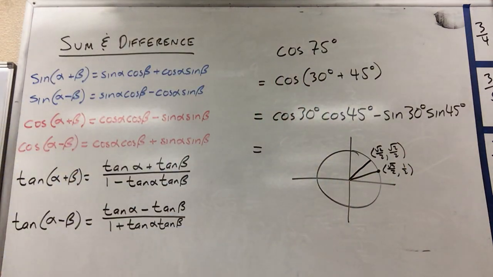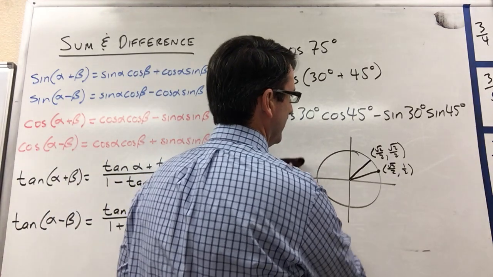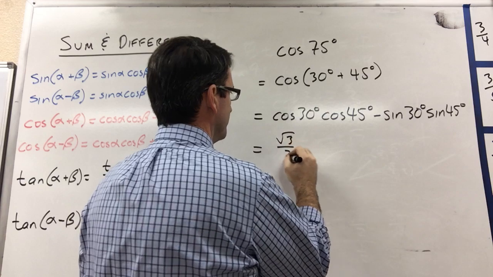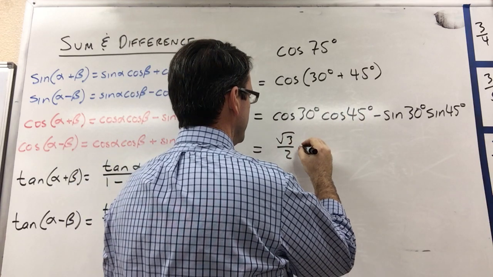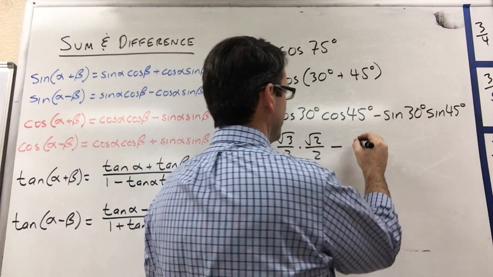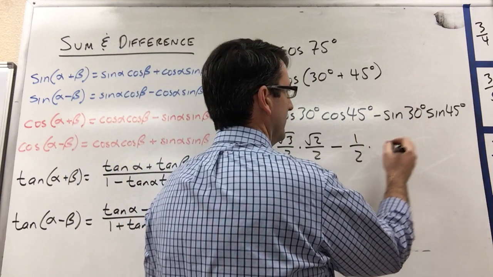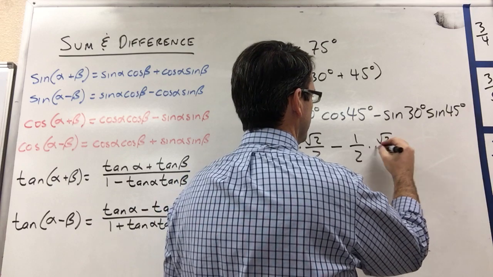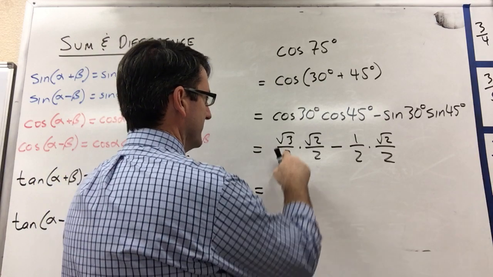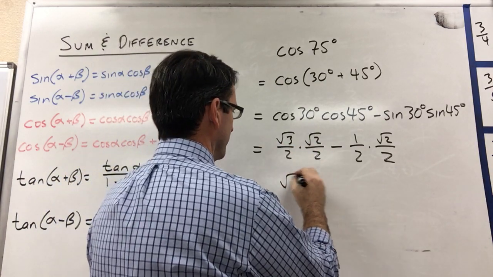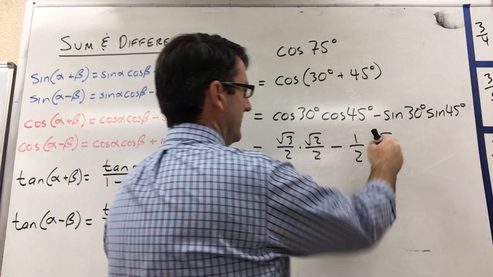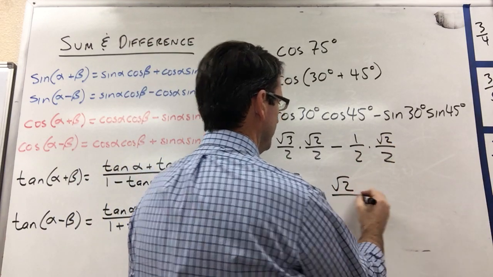All right, so let's get this out of our way. Cosine of 30 degrees is square root of 3 over 2. Cosine of 45 degrees is the square root of 2 over 2. Minus the sine of 30 degrees is 1/2 times the sine of 45 is square root of 2 over 2. Multiply these, we get square root of 3 times square root of 2 is the square root of 6. 2 times 2 is 4. Minus 1 times the square root of 2 is the square root of 2.